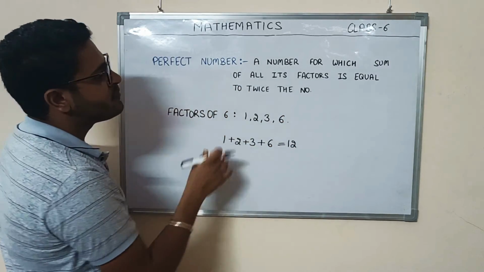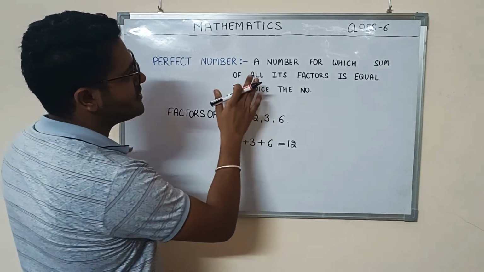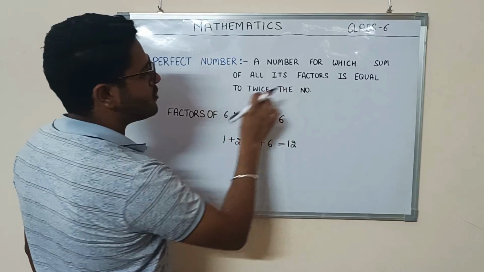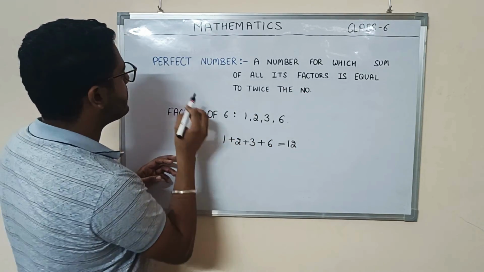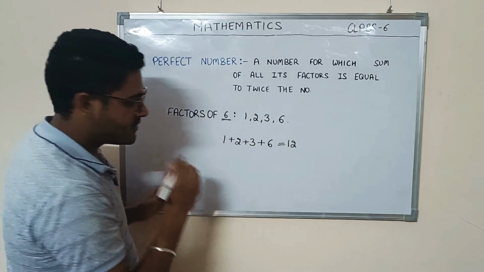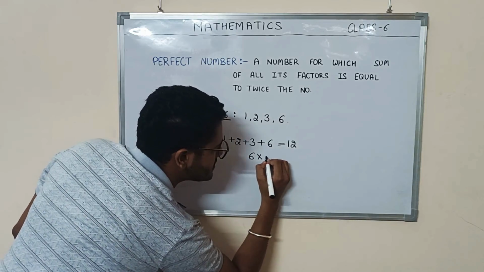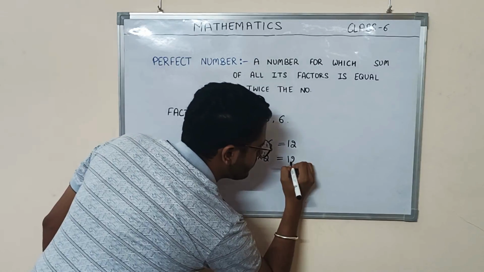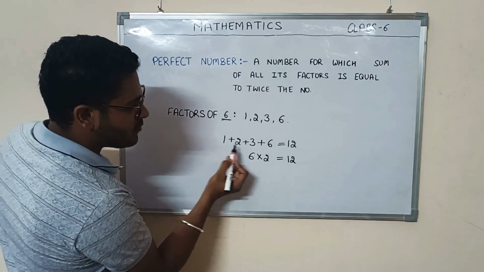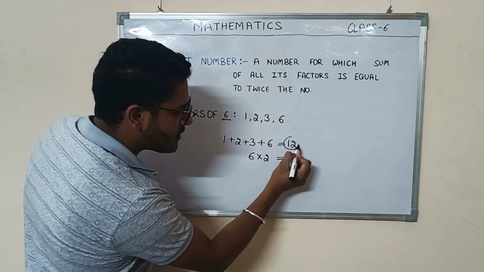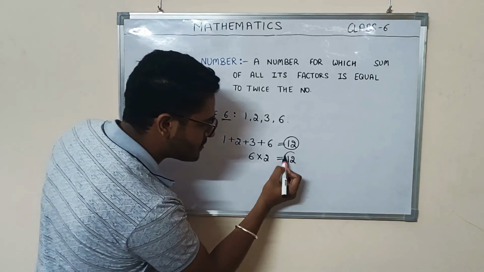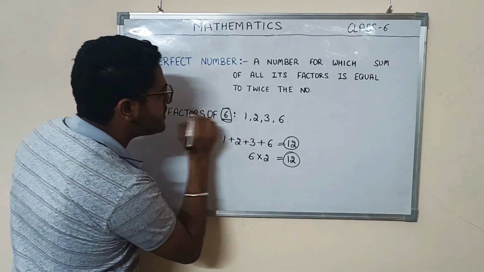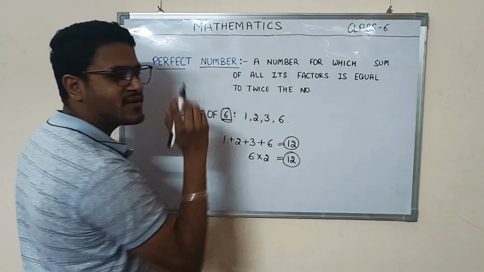12, right? Now, what the definition is saying is, the sum of all its factors should be equal to twice that number. The given number is 6 and twice that number means multiplied by 2, and 6 multiplied by 2 is 12, right? The sum of all the factors is equal to twice the number, right? These are the same, which means 6 is a perfect number.